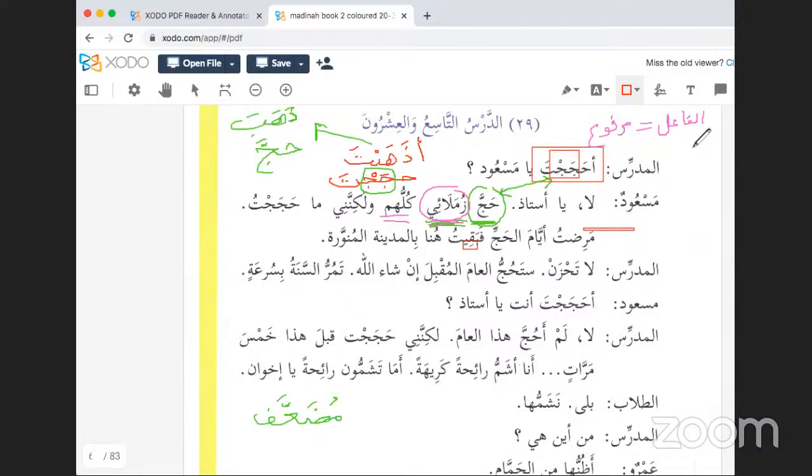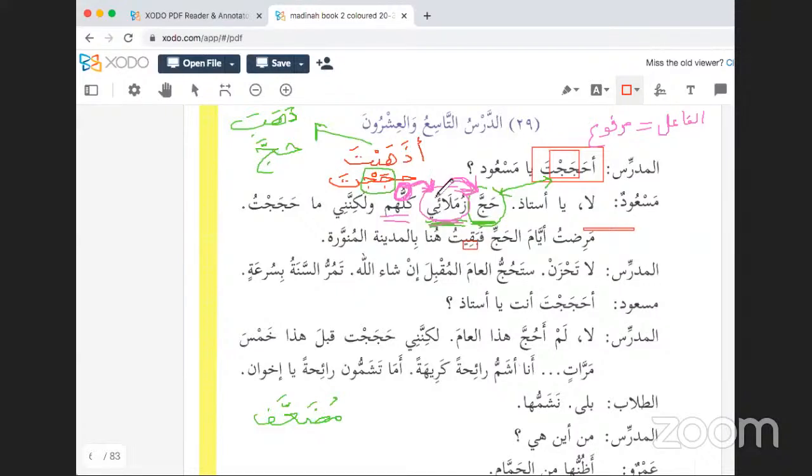So Zumala, this is marfu'. Why is it marfu'? Because it is fa'il. These are the ones who performed Hajj, and the fa'il is marfu'. So when we want to show emphasis that all of his colleagues performed Hajj, he said kulluhum, all of them. This dhamma is similar to na'at al-man'ud. It is going to follow the same i'rab as Zumala. Is that clear, inshallah?